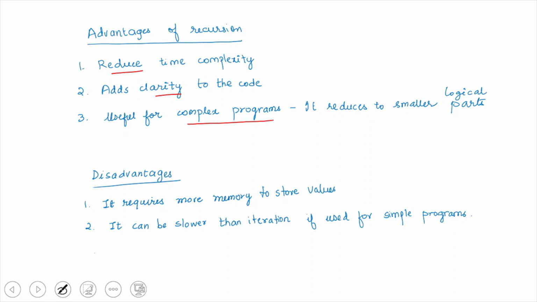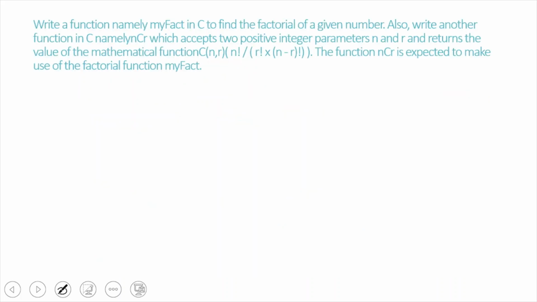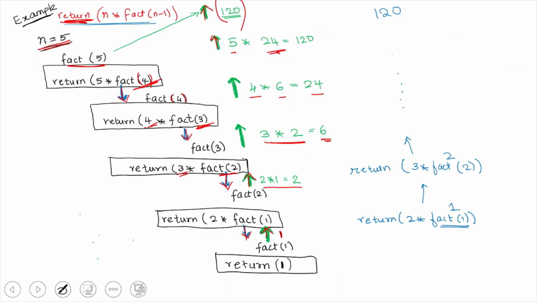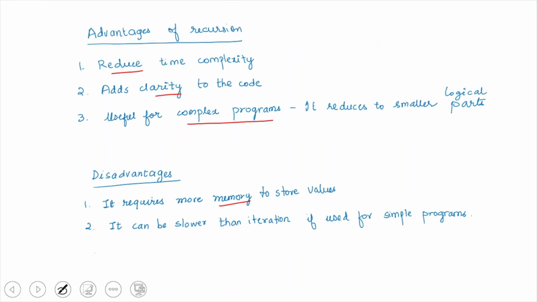But there are some disadvantages for using recursion. First thing, you will require a lot of memory space to store all the values. You can see that at every stage, this factorial is storing the values and it has to go through every step like that. And also it can become slower than iteration. Iteration means you can use a loop like for loop or while loop or any such loop like that. And that is actually more feasible while you're going to do simple programs.